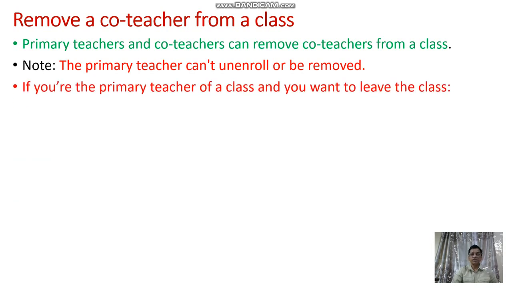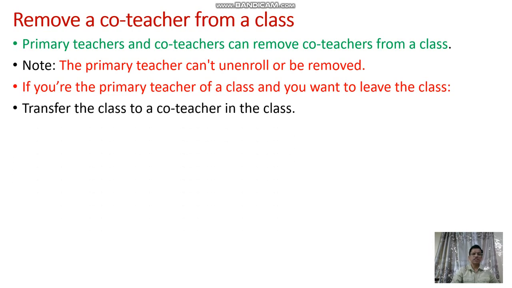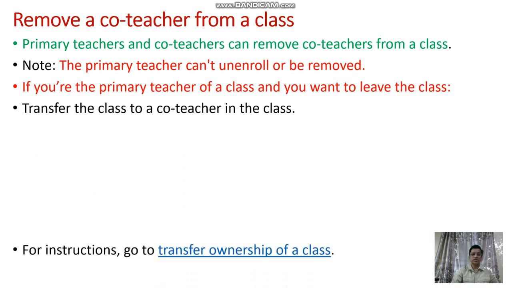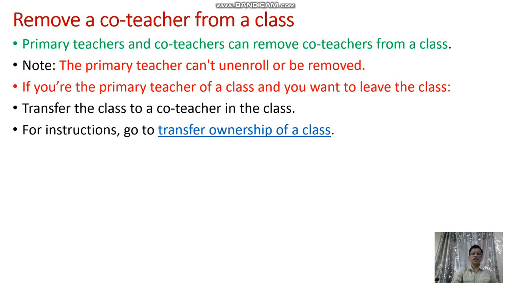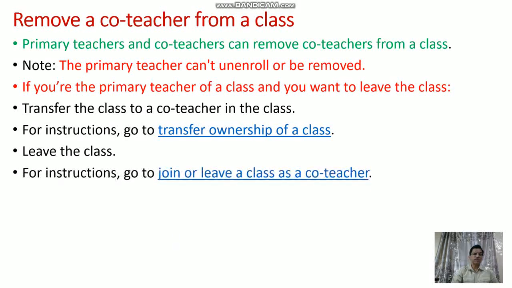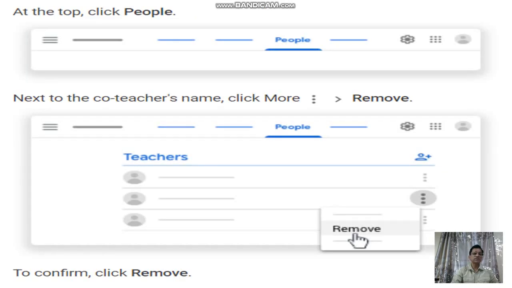If you are the primary teacher of a class and you want to leave this class, transfer the class to a co-teacher in the class. Transfer ownership of the class, then leave the class. You can join or leave the class as a co-teacher.